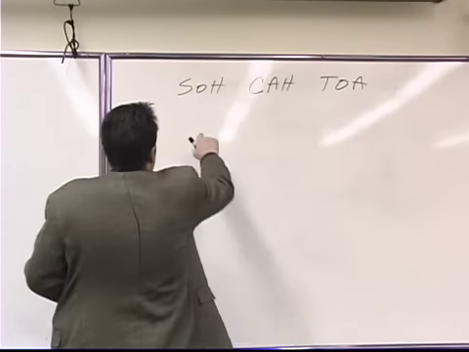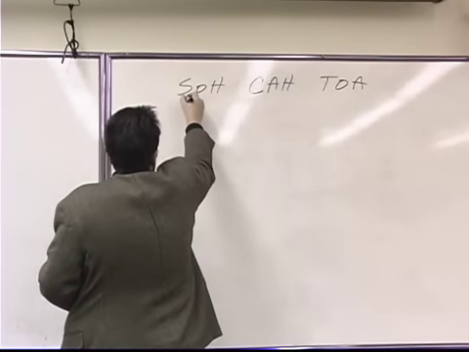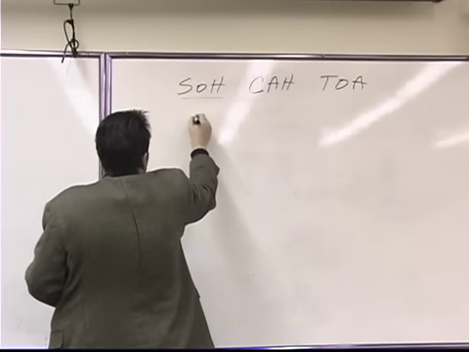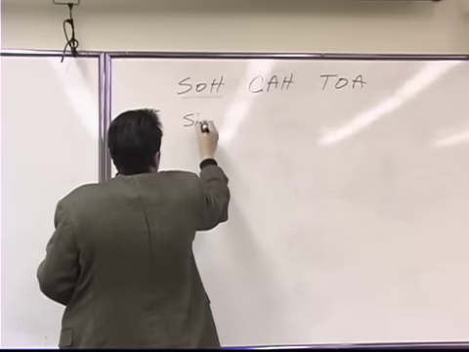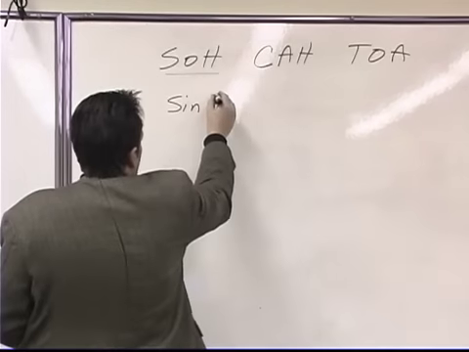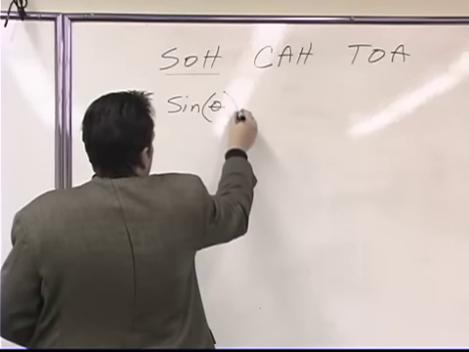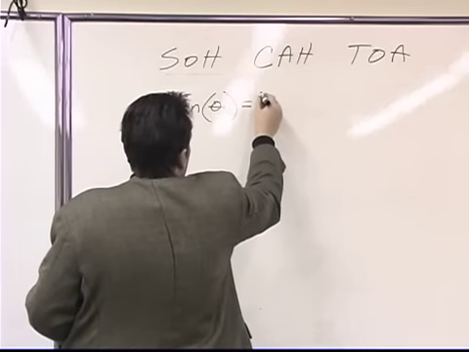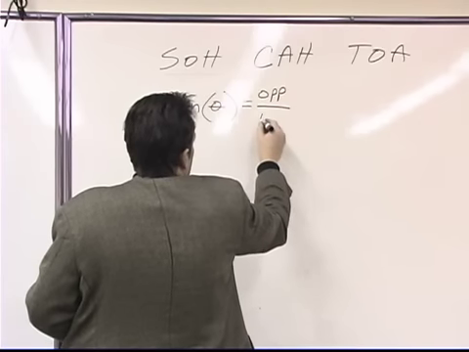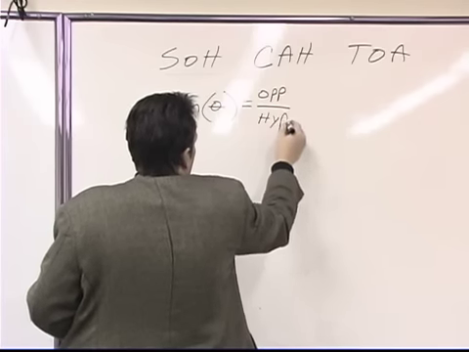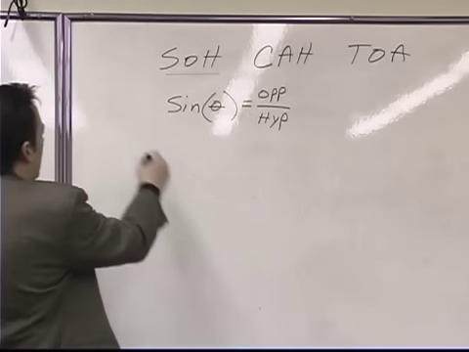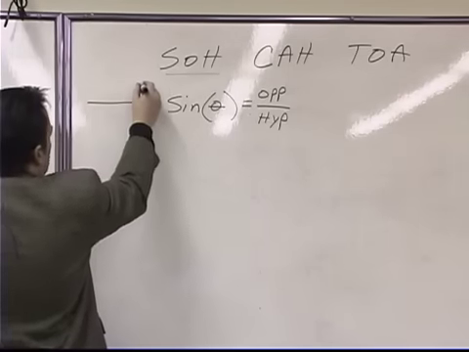Example. This very first part of the acronym, SOH, stands for the sine, written as SIN or sin. The sine of an angle theta is equal to the length of the side opposite divided by the length of the hypotenuse. And again, we're talking about a right triangle.